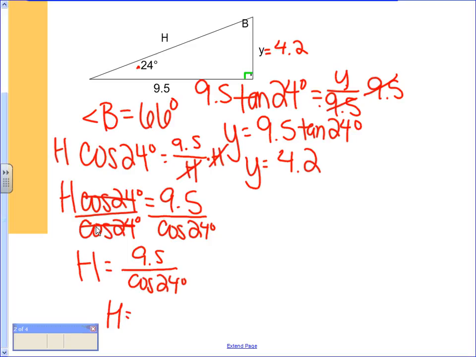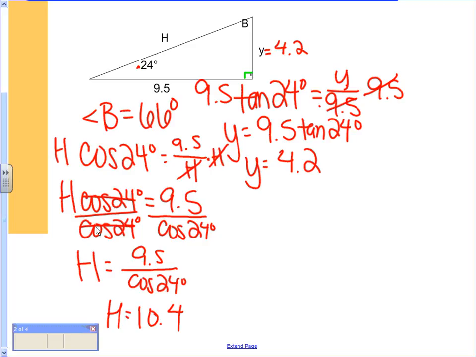Do you have to have a calculator for these? There are some that you will not need a calculator for. We'll get to those later. You got what? I would say not. Did you do 9.5 or did you do 95? Because if you do 95, you got a different answer. Okay. Any questions on this one?